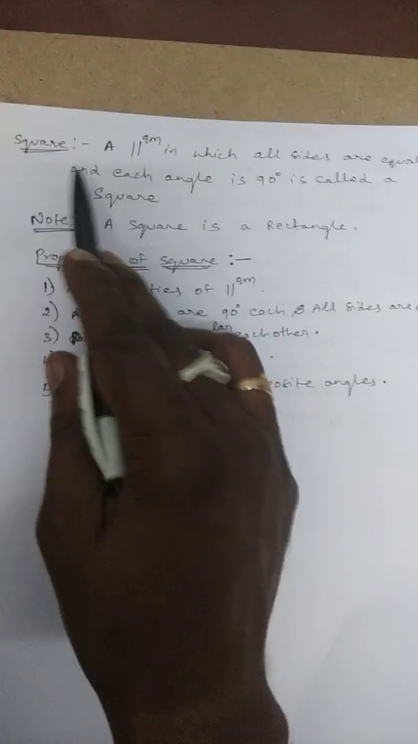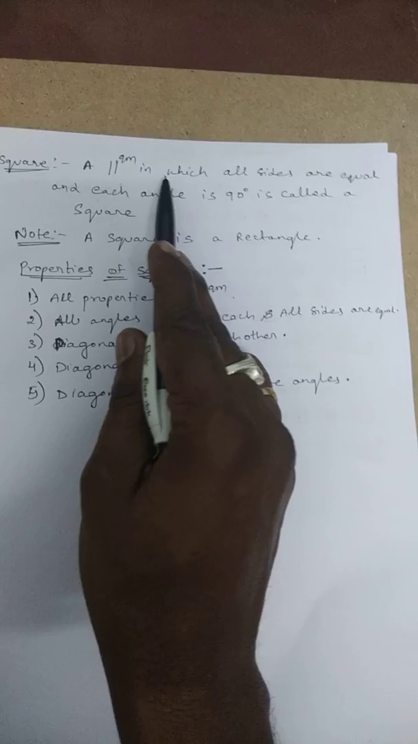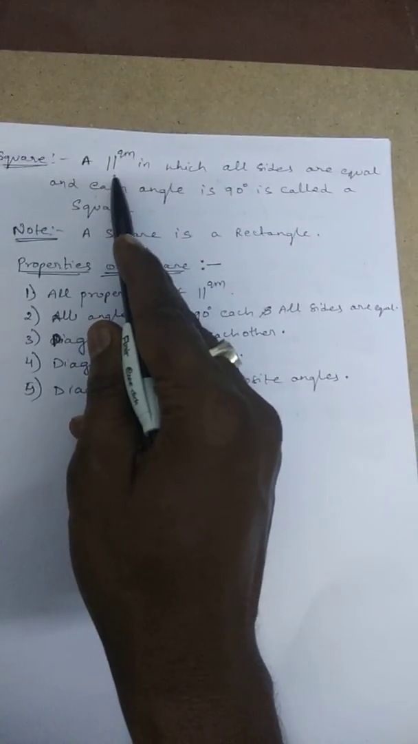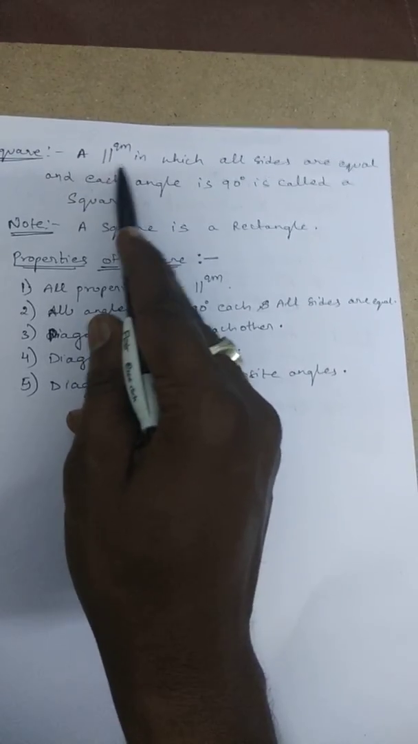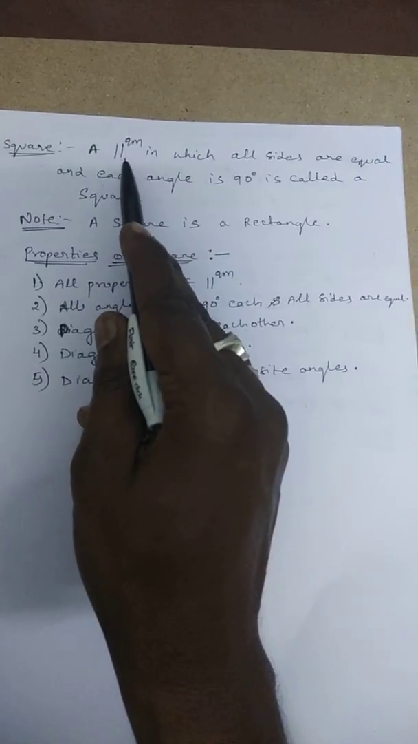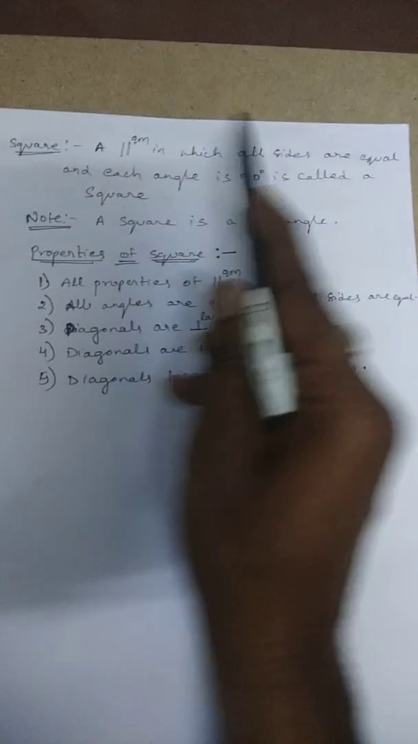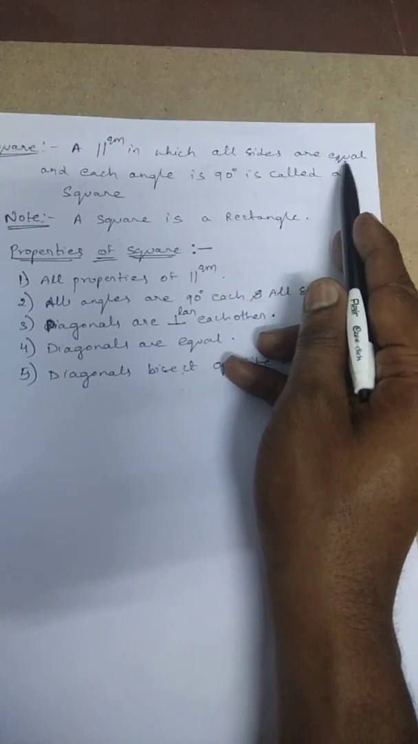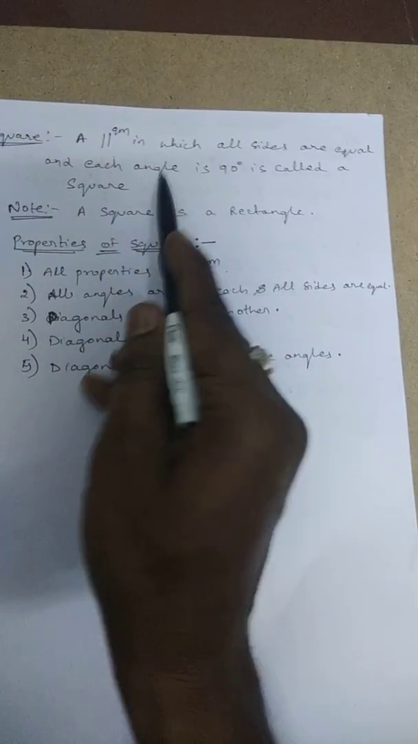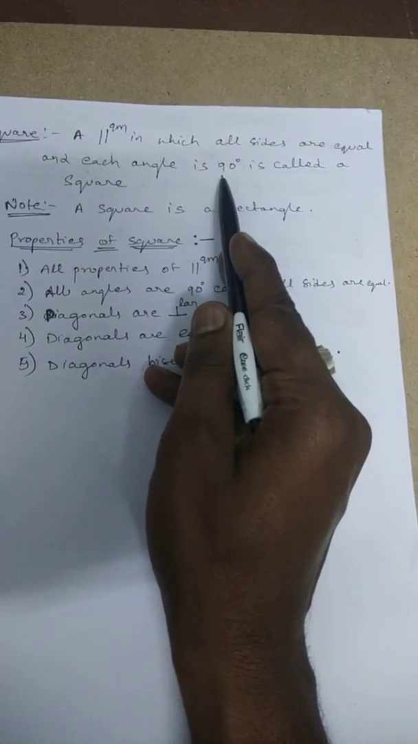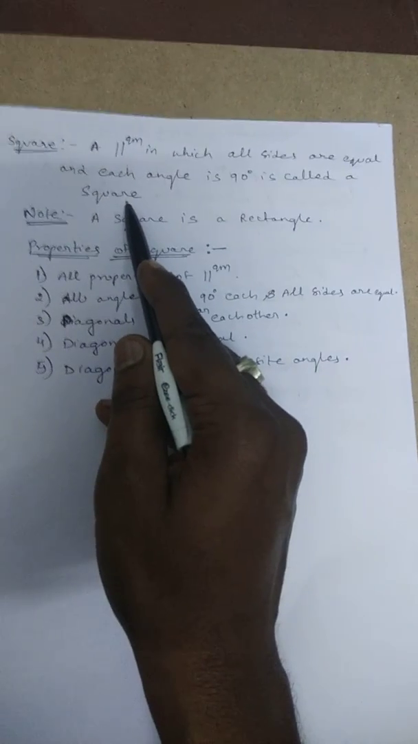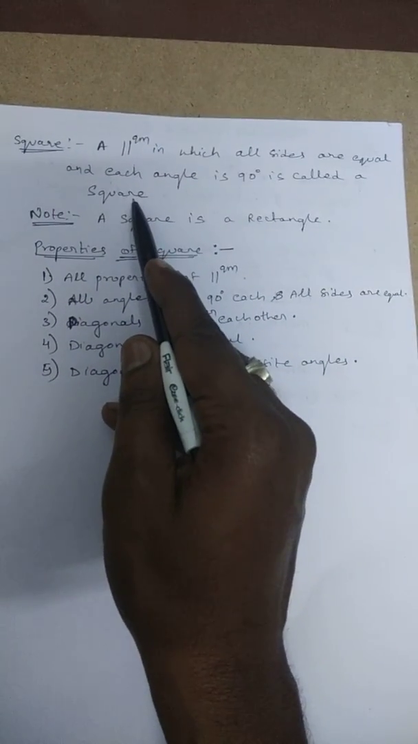First of all, definition. The definition of the square is a parallelogram in which all sides are equal. I'm saying it's a parallelogram because square, rectangle, rhombus, these are all parallelograms. They belong to the family of parallelograms. So a parallelogram in which all sides are equal and each angle is 90 degrees. Every angle should be 90 degrees. Then that parallelogram is called a square.